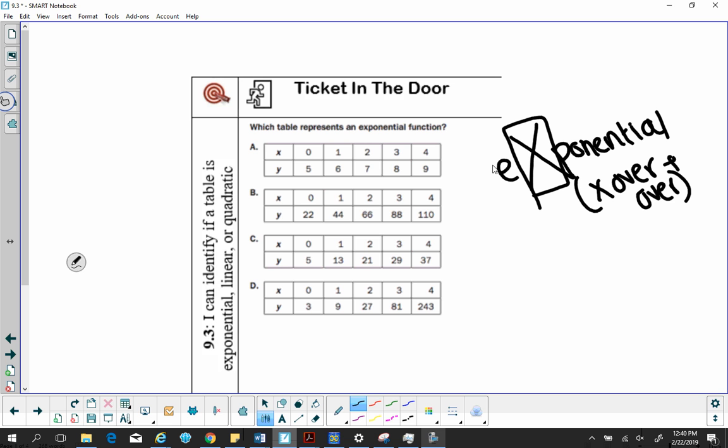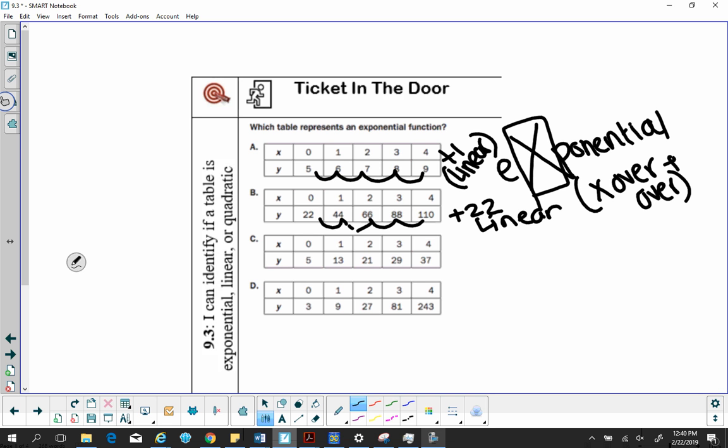So let's go through them. This first one, what's happening over and over again? Adding. And so it's adding one. What would that be? That would be linear. Beautiful. So if that's linear, that can't be my answer. Linear. What about this one? Adding 22, so it's linear.